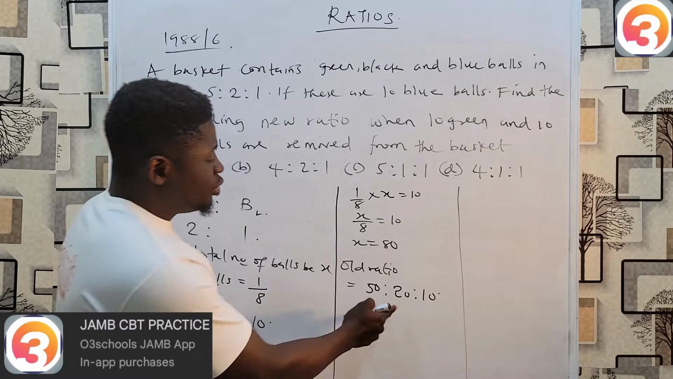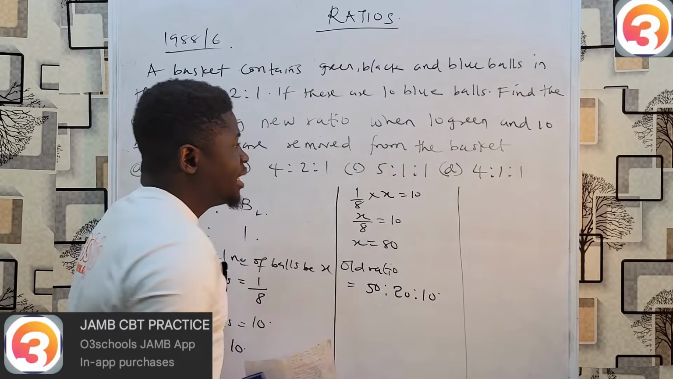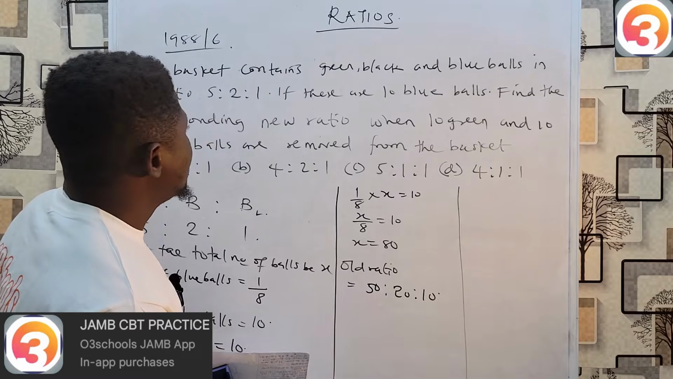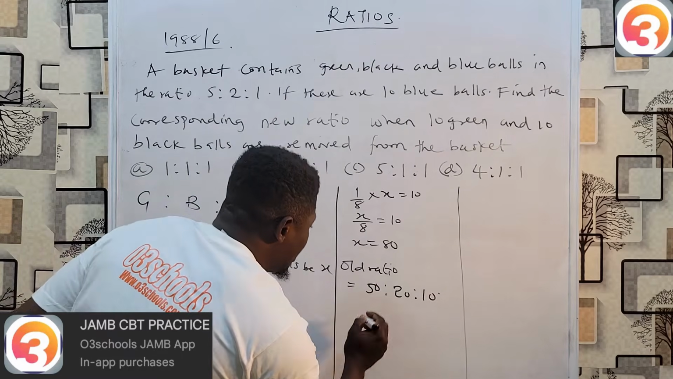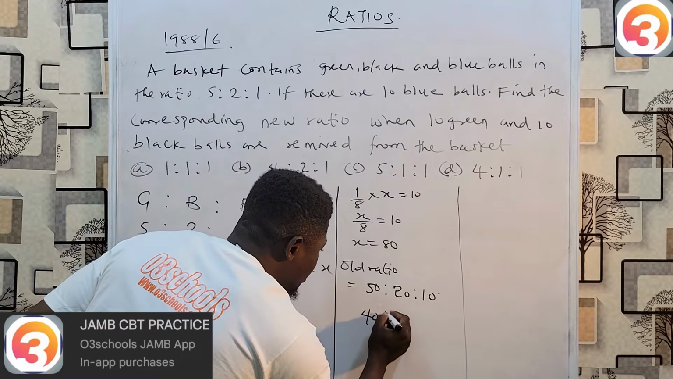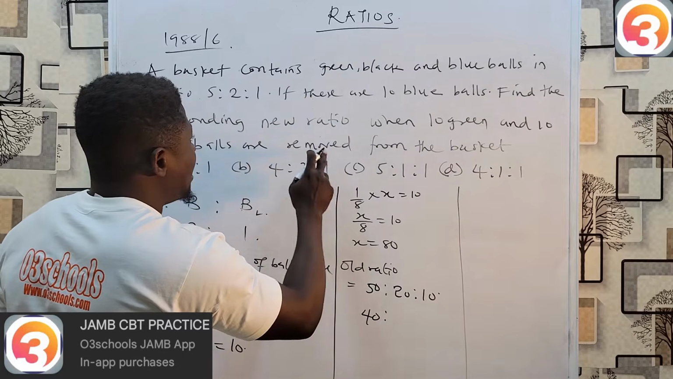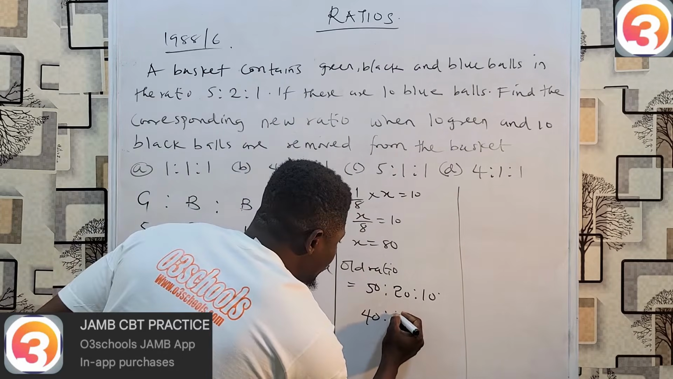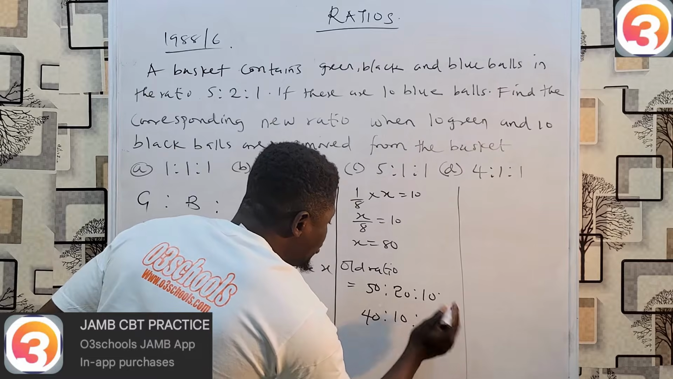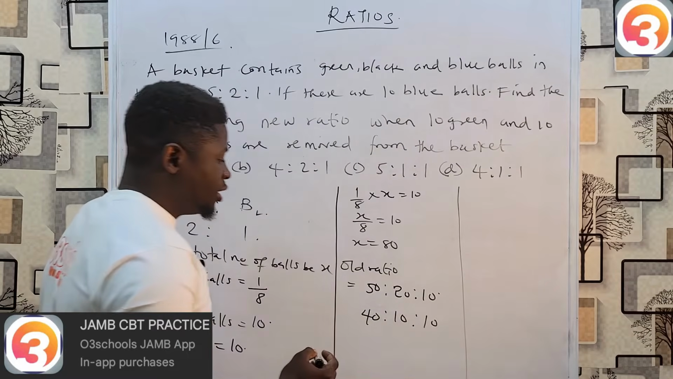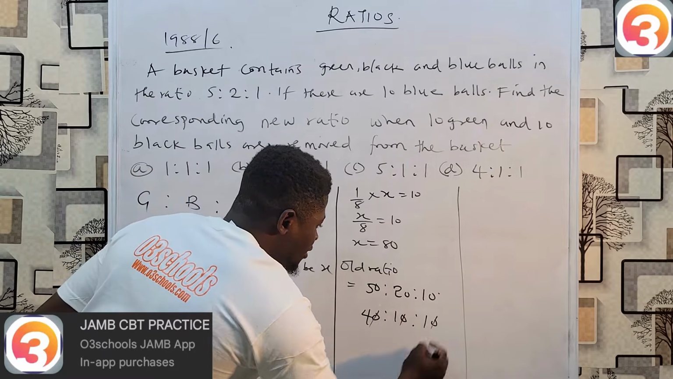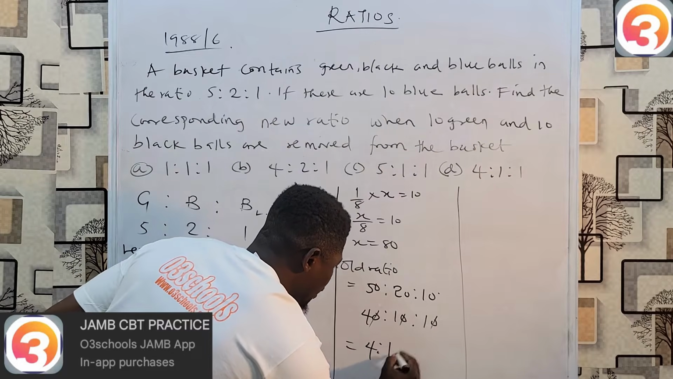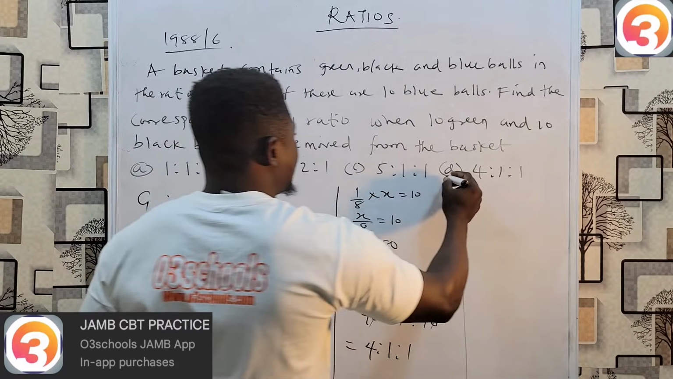So this was the old ratio, 50 ratio 20 ratio 10. Now they told us they remove 10 green balls. This is green, then minus 10 here will be 40. Minus 10 black balls will be 10. Then the blue balls remain the same, 10. So the new ratio, zero can cancel zero can cancel zero, will be 4 ratio 1 ratio 1. It's very easy. Option D.